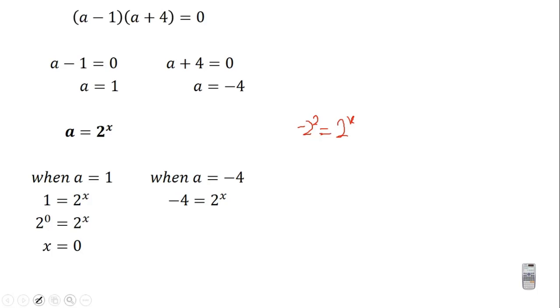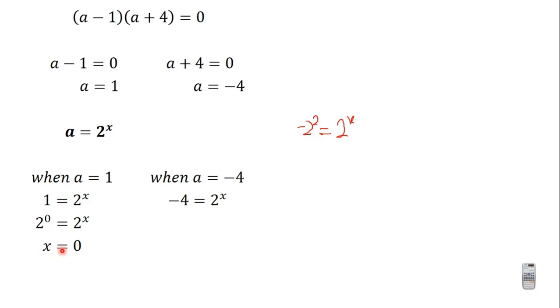Now, look at something here. You will see that the term on the left hand side has a base of minus 2. The term on the right hand side has a base of 2. 2 and minus 2 are not the same, so we can't equate the exponents. Because we can't express the term on the left hand side and the term on the right hand side to have the same base, we can't go on further with our solution here.